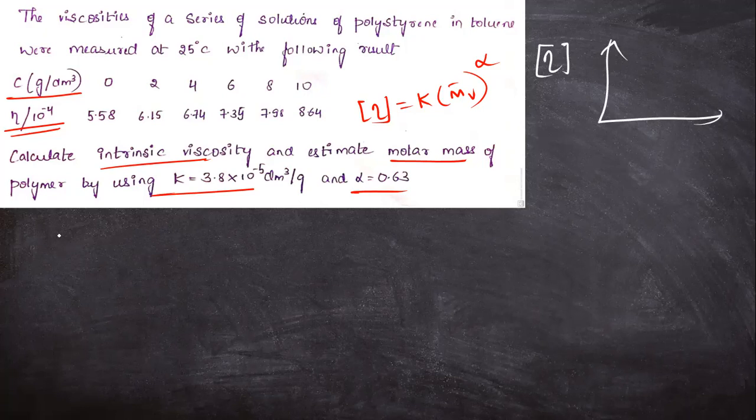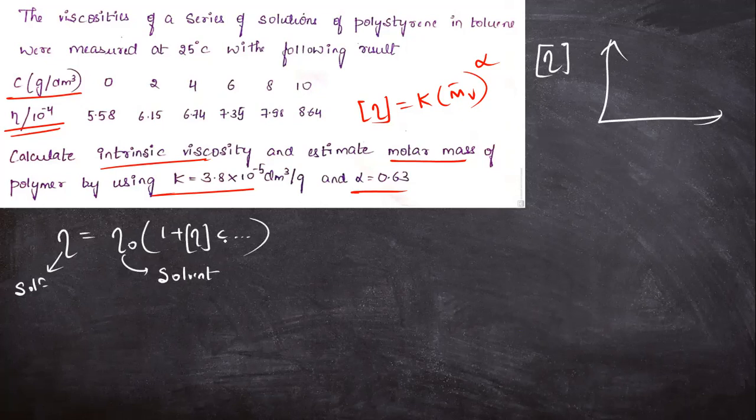So we already know one equation, that is, viscosity of the solution will be equal to viscosity of the solvent into 1 plus intrinsic viscosity into C. So this was the equation. This is the viscosity of the solution, and this is of the solvent.